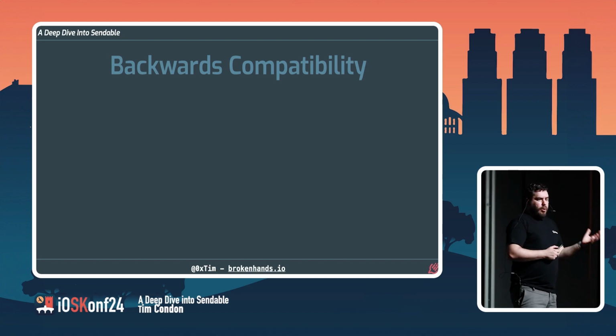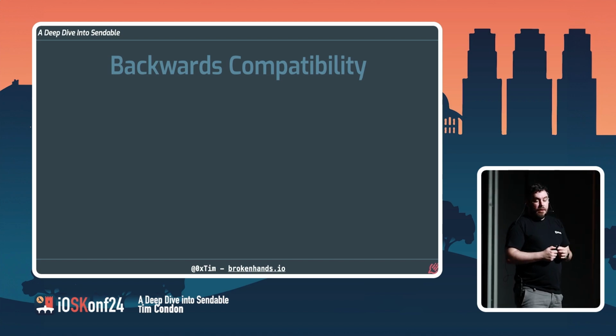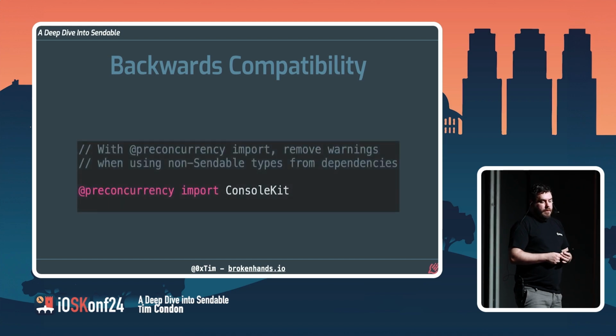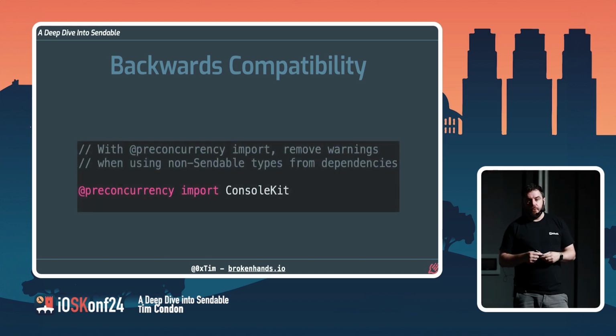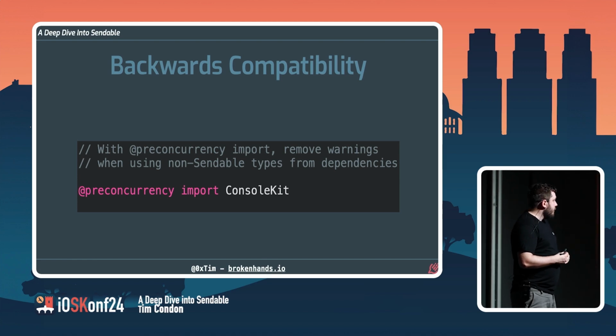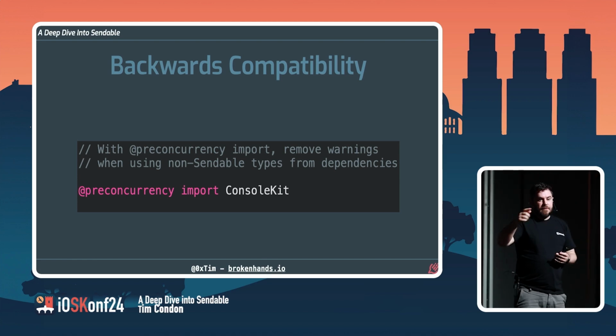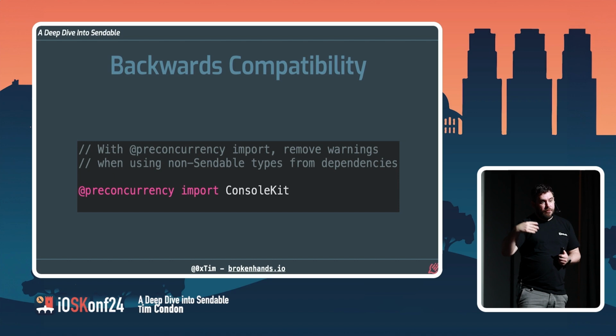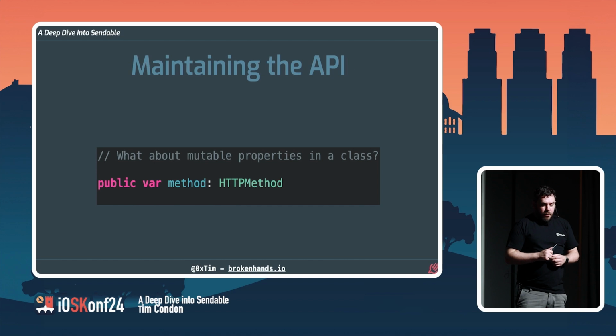You can also do the same when you're pulling in libraries that aren't currently updated. So you can use @preconcurrency import ConsoleKit, and where you're getting warnings for types inside these libraries that aren't Sendable yet, you can say to the compiler, this hasn't been updated yet, don't warn me about these errors or warnings. So if you're pulling in dependencies that aren't Sendable yet and you're trying to make your code Sendable, this is quite a nice little fix to remove those warnings.